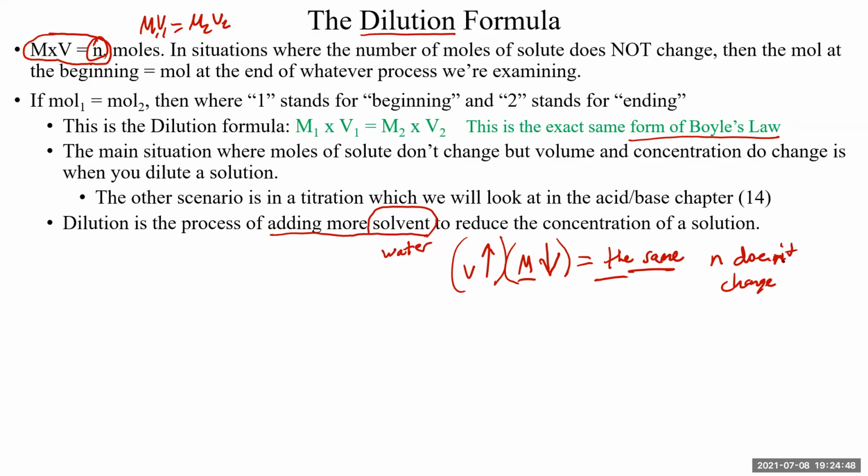So the concentration goes down as the volume goes up. Their product remains exactly the same. So that's what dilution is, and that's why this form of the dilution equation works. M times V equals M times V. All we're doing is changing the molarity and volume to new values, but their product will remain exactly the same. The number of moles of solute does not change in a dilution.